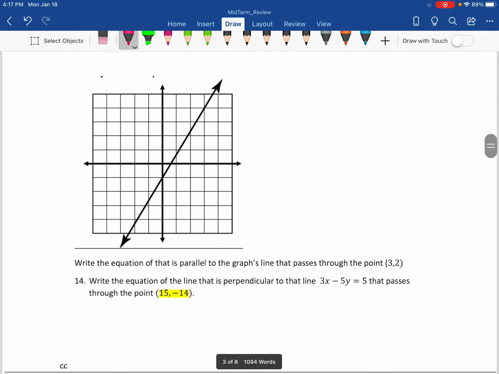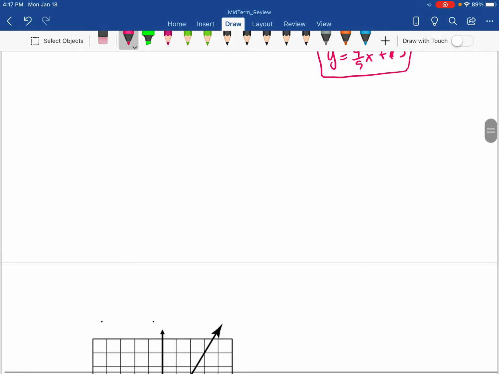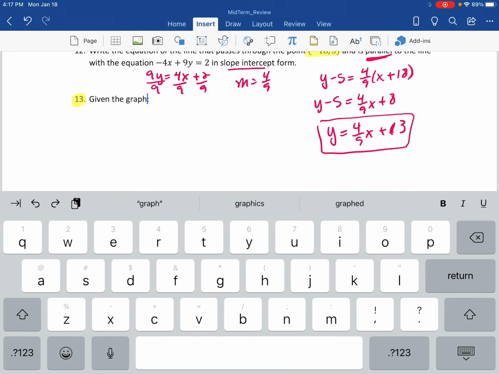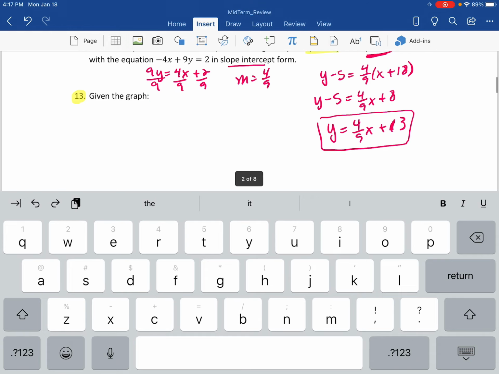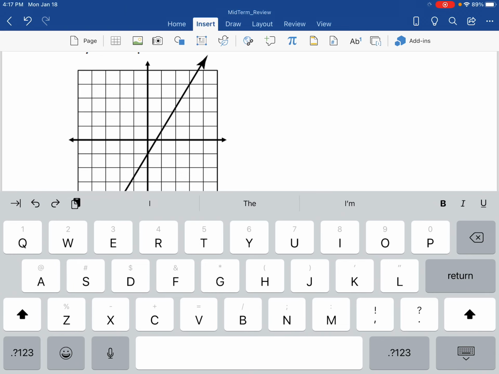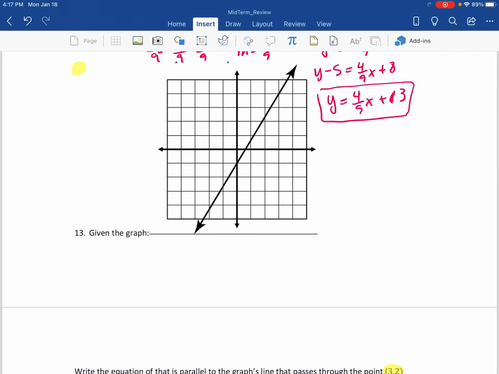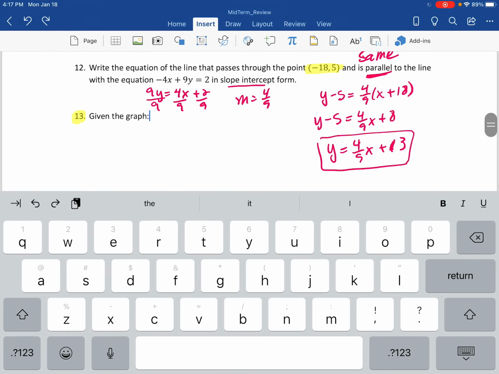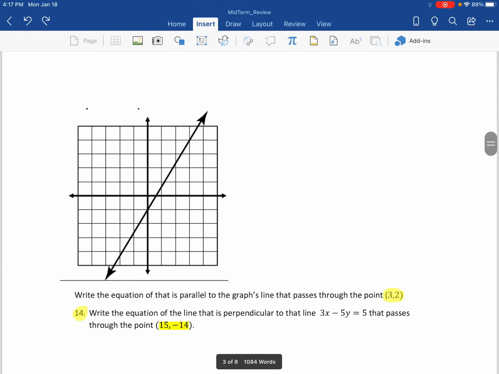Number 13, given the graph, it's down here on the second page. Let me fix that real quick. There we go. Ooh, hold on, that messed that up. Shoot. We'll just deal with it being on there.